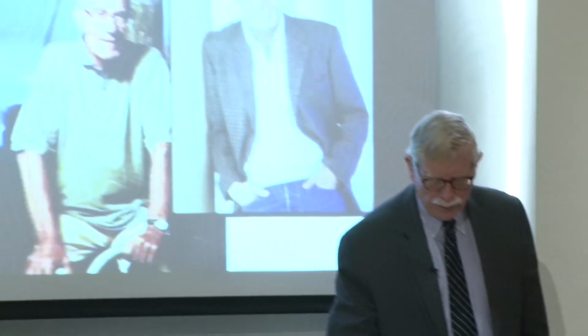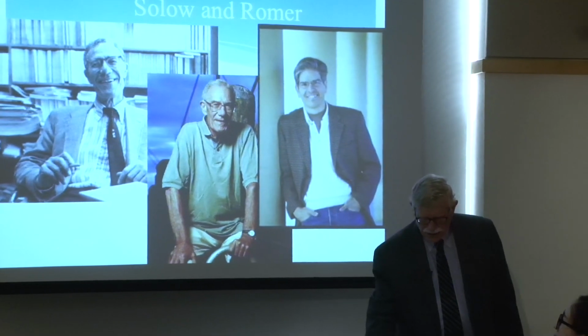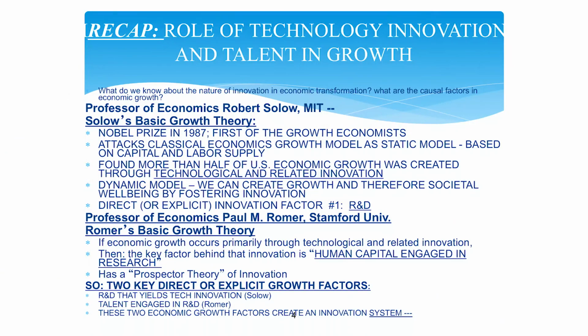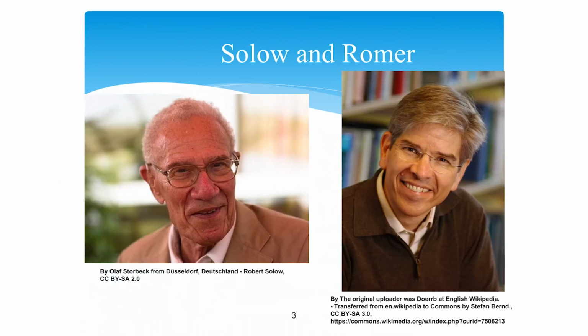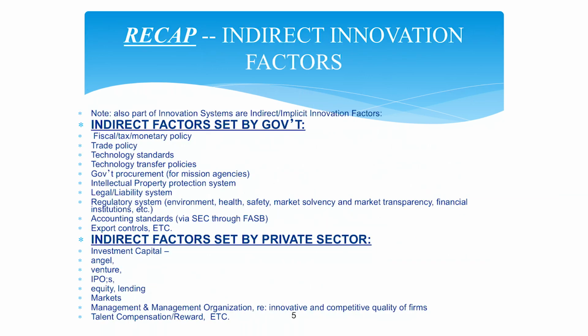So quick background, do you remember these characters? Solow, Robert Solow and Paul Romer. We'll just do a quick recap, but Solow essentially taught us that technological and related innovation is the dominant causative factor of growth. Romer taught us that behind that, in effect, is the R&D system, what he calls human capital engaged in research. In other words, it's the talent base in that system. These are two direct innovation factors. And then there's a whole set of direct and indirect factors.